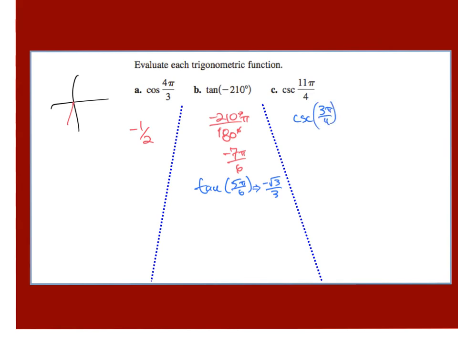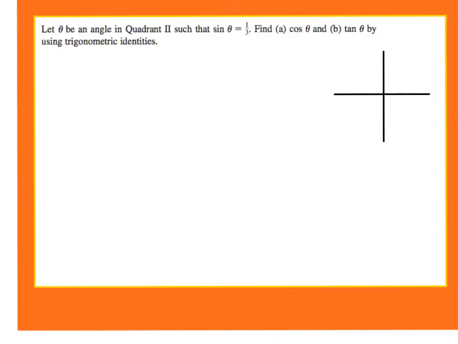So cosecant goes with whom? Sine. So sine is square root 2 over 2. All right, and so we flip it, we rationalize it, and we get square root 2. All right. I need a reader. Thanks, Julian.